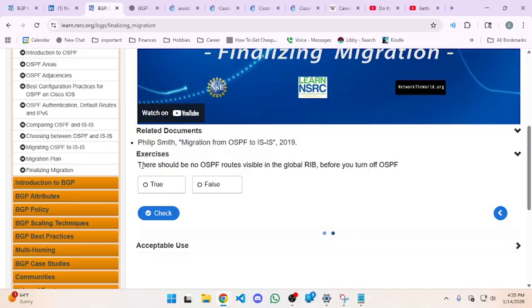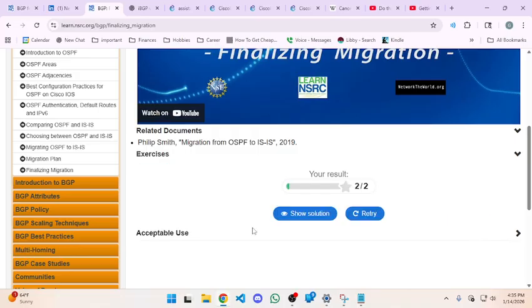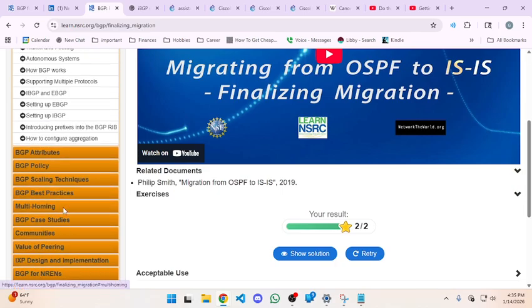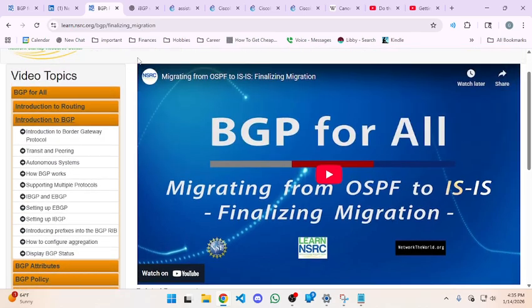There should be no OSPF routes visible in the global RIB before you turn off OSPF. True, you should do a soft turn off before a hard turn off. There you go. And so the next one is the introduction to BGP.